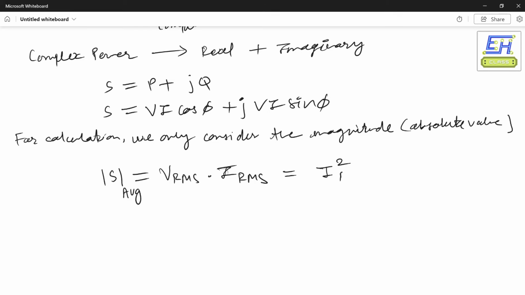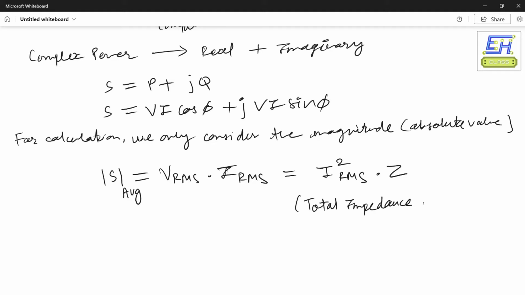There is another way in which we can represent it, using I squared RMS into Z. Now Z, this is essentially one of the first equations that we saw, but the Z here is the total impedance of the circuit, right?